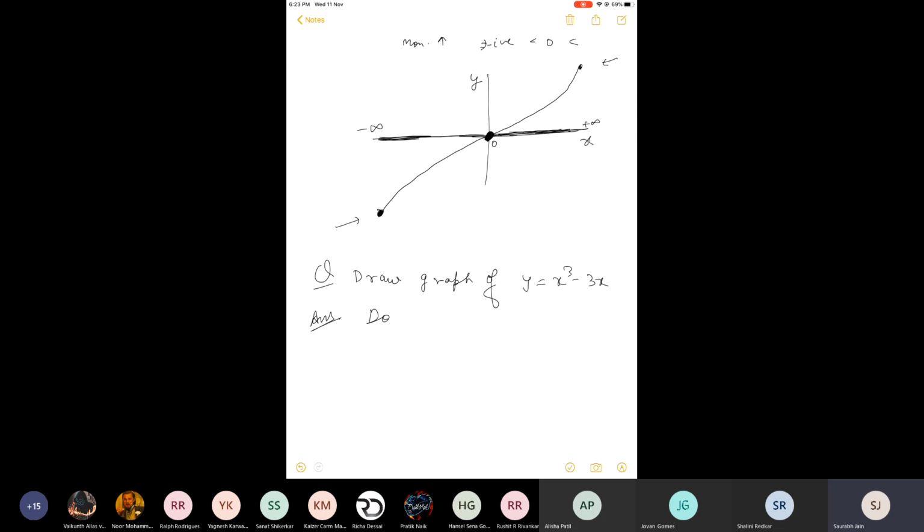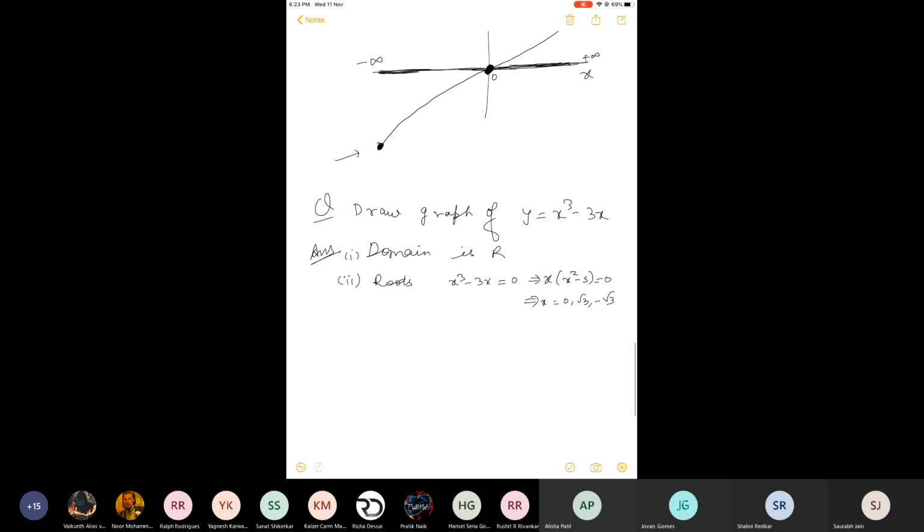Okay. So first thing, domain. Domain is R, cubic polynomial. Second, roots. Put y equal to 0. You will get three different values of x, and they are x equals 0, and from x square equal to 3 you will get two roots, minus root 3 and root 3.